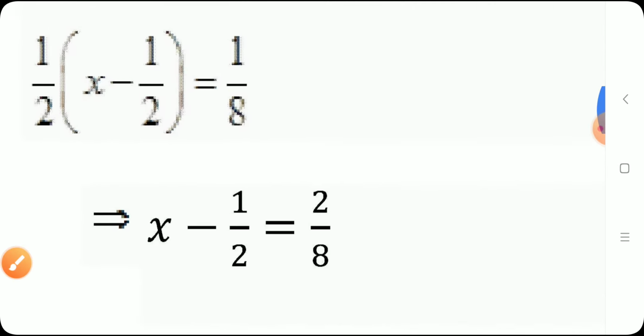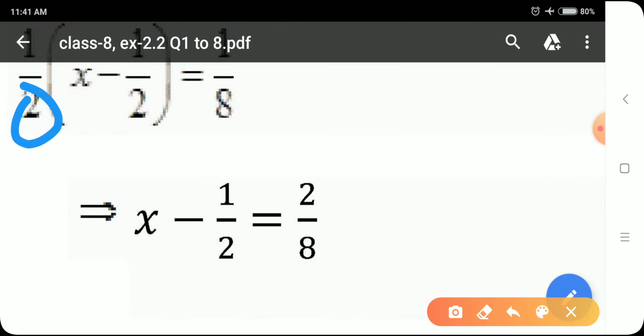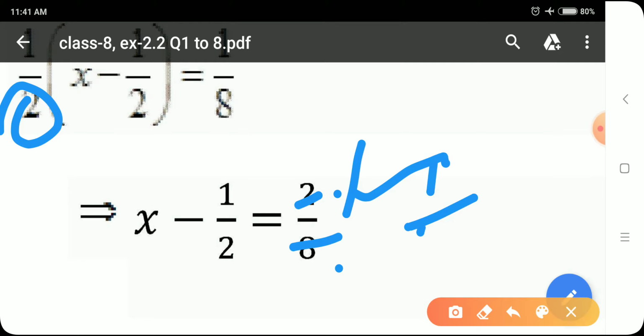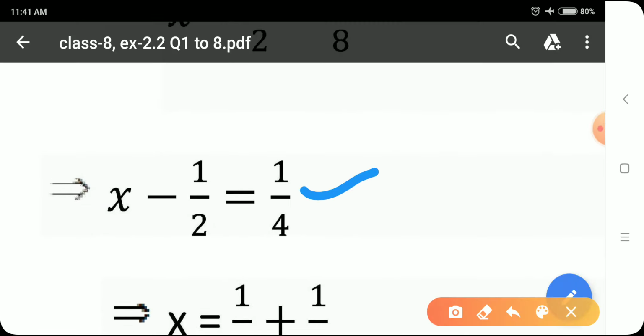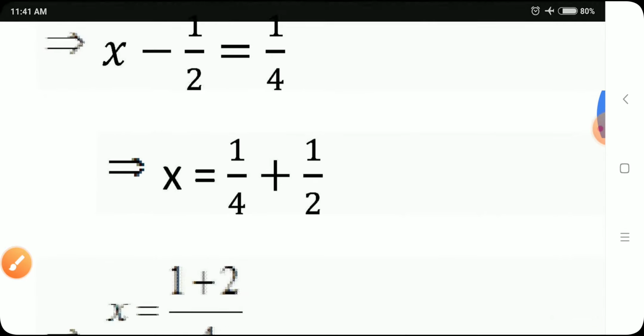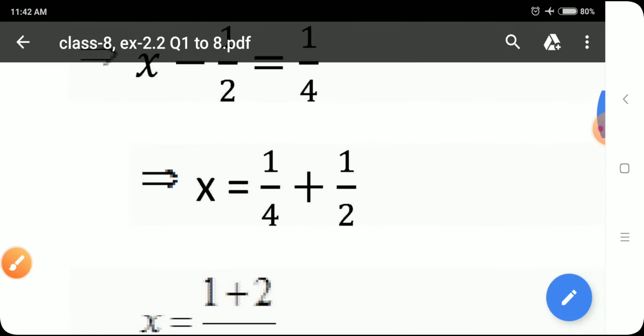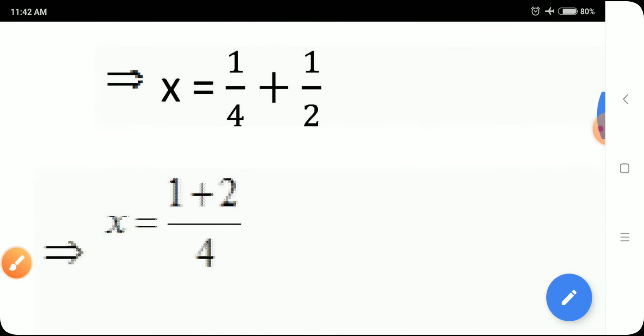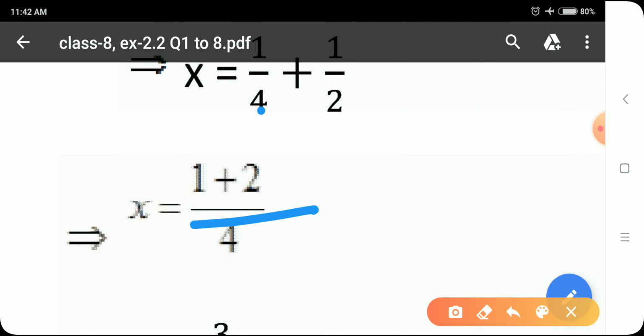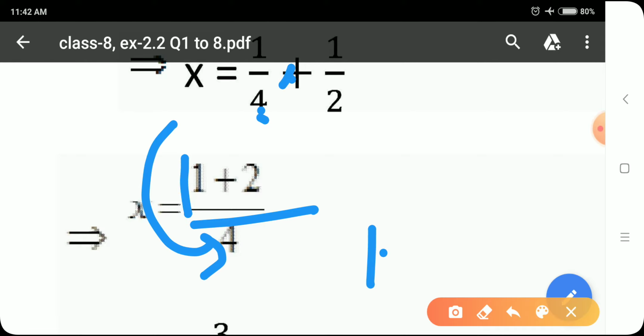Now solving this, this 2 is in division, so here it comes into multiplication, that's why it becomes 2 by 8. Now you solve, it will become 1 by 4. In the next step, x minus 1 by 2 is equal to 1 by 4. Then this minus 1 by 2 comes here and becomes plus 1 by 2. After taking the LCM of these two, you will get 4, and dividing 4 by 4, you will get 1, and 1 is multiplied in the numerator, so your answer comes out 1.